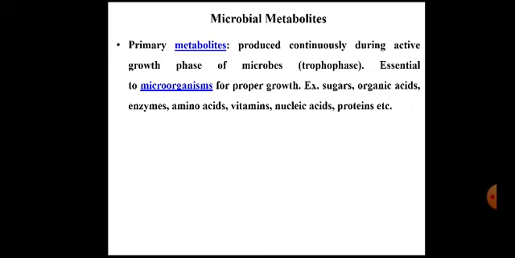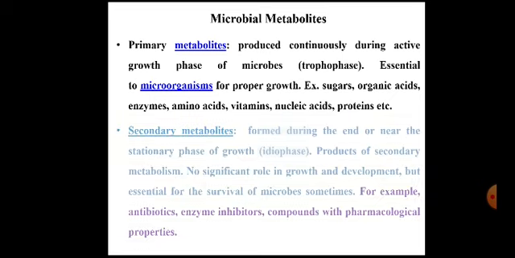This is very important. So why are these metabolites produced during the growth phase? This means that all these are essential for the growth of the microorganism. That means they are involved in active metabolism. So these are the microbial metabolites essential for the organisms for proper growth. Examples are different types of sugars, organic acids, enzymes, amino acids, vitamins, nucleic acids, proteins, etc. All these are examples of primary metabolites, those which are synthesized in the trophophase or active growth phase.